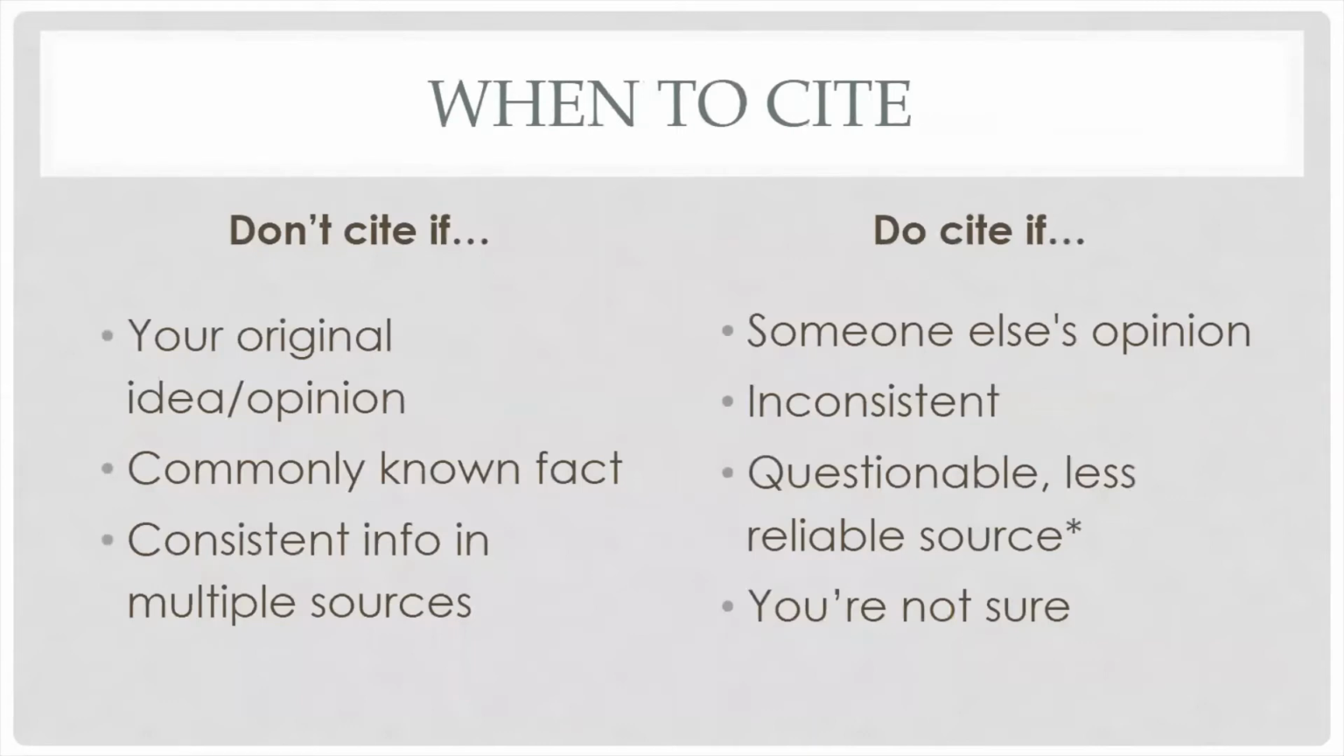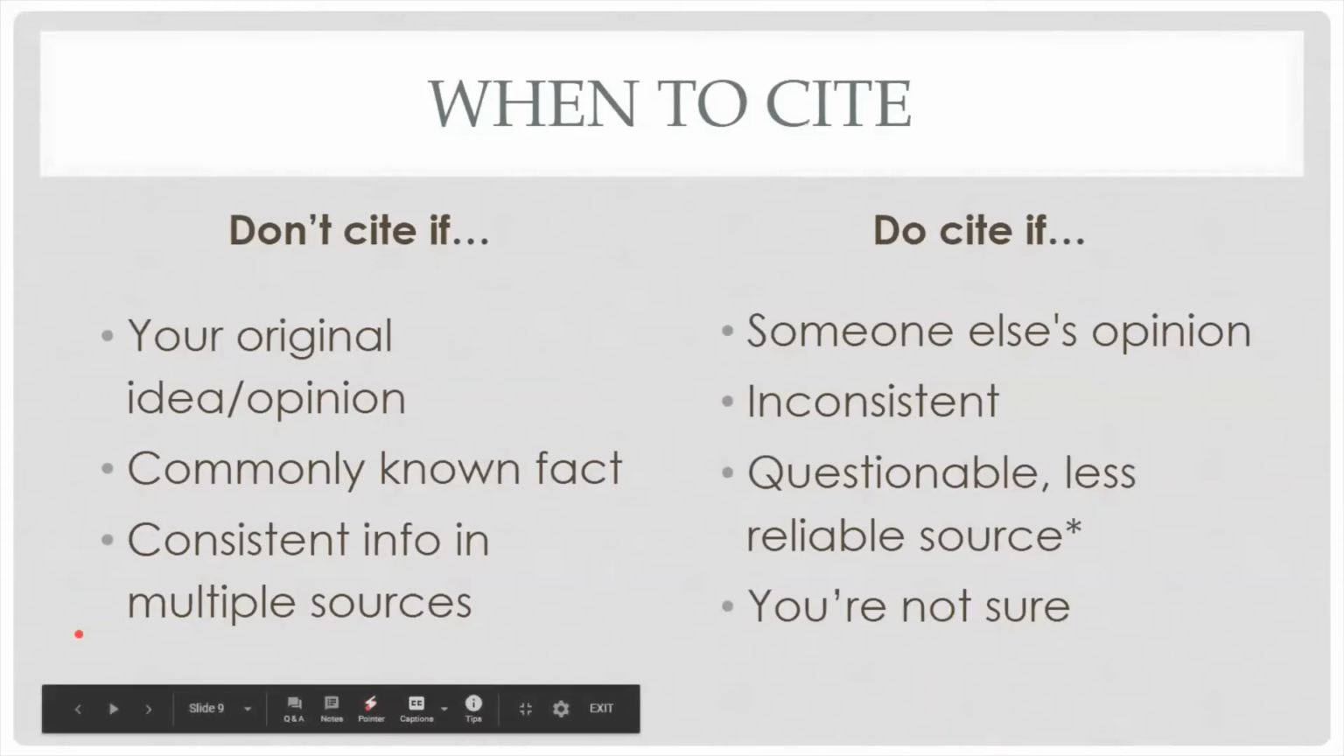So when do we cite? Well, you don't need to cite if you are having an original idea or opinion. If it's a commonly known fact, like hydrogen has only one proton, you don't need to cite that. And if you're finding consistent information across multiple different sources.